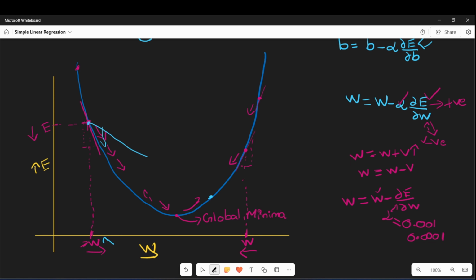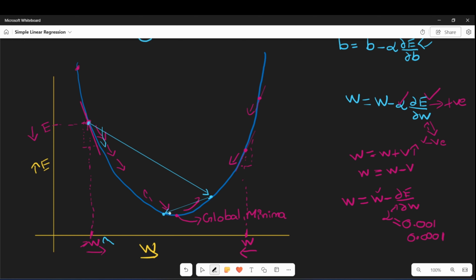So the point moved from here to here in the first iteration. Now again we calculate the dou E by dou W value here. The dou E by dou W value will be somewhat small in this case since the slope value is small here, and again we multiply it with an even smaller value alpha and it won't overshoot and it will end up much closer to the global minima. Let's say it reaches a point around here. So in the second iteration the point moved from this point to this point.